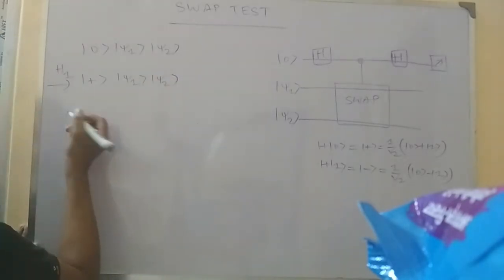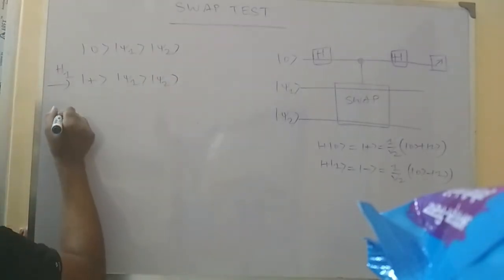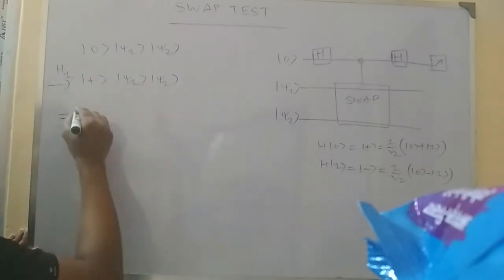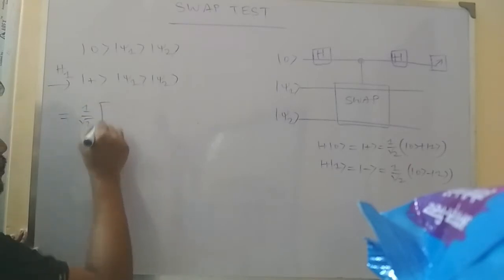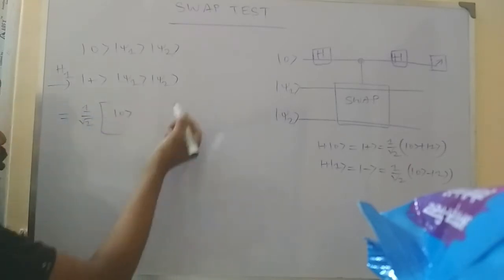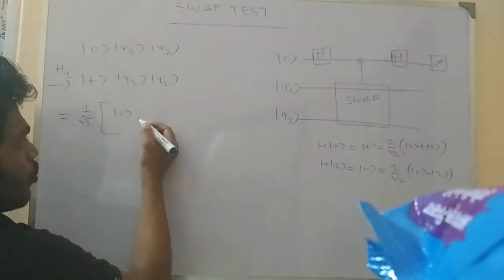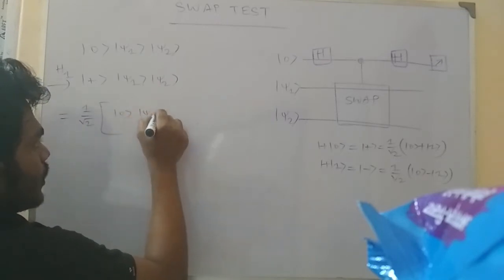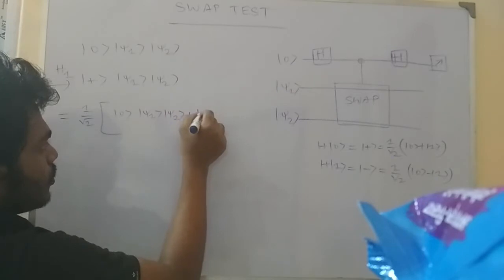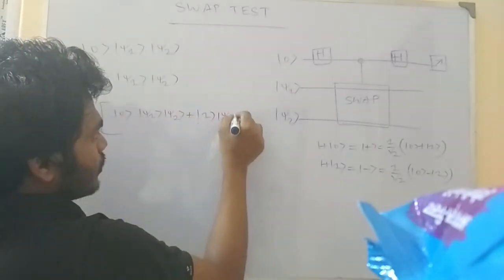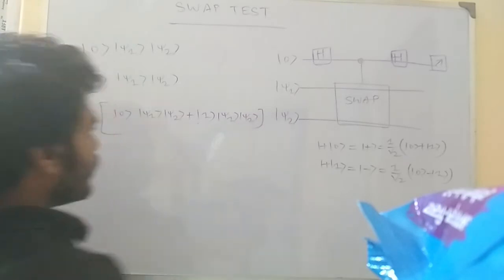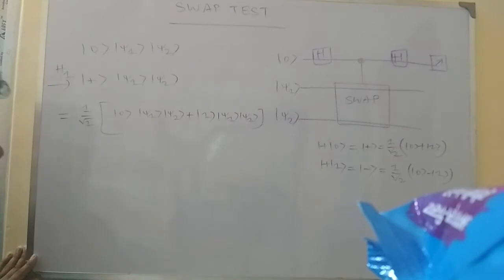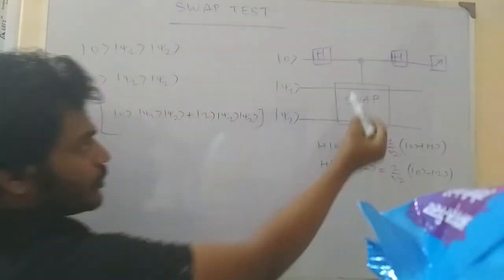Right. Now we can expand the whole term. If we expand the plus state, it will become (0 plus 1) by root 2. So we have 1 by root 2 outside, and 0 plus 1. Or we can write it like 0 times psi 1 psi 2 plus 1 times psi 1 psi 2. Now we need to apply the control swap operation.